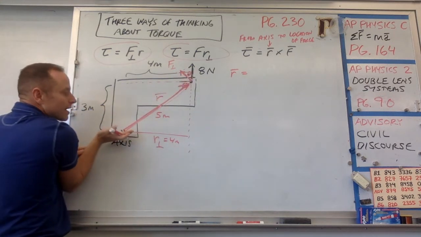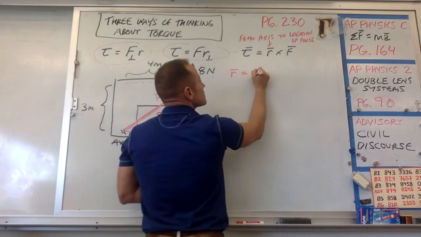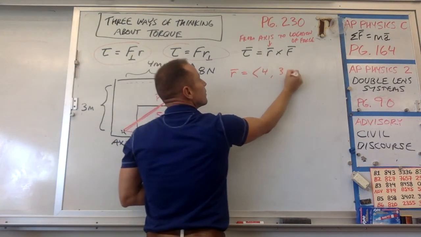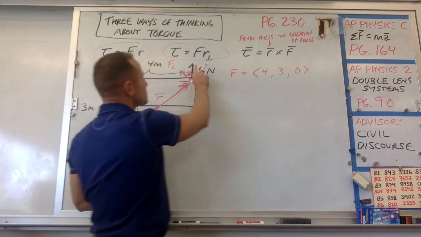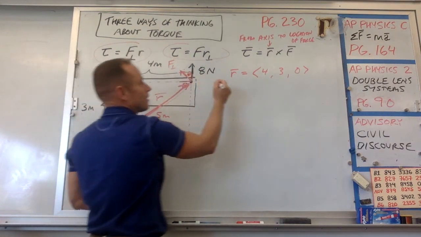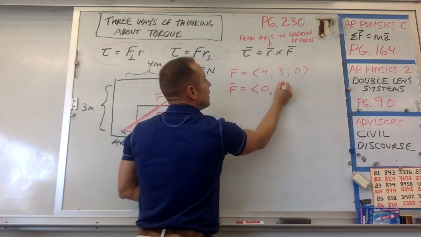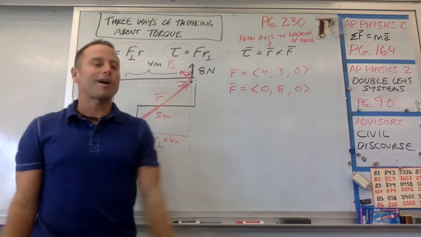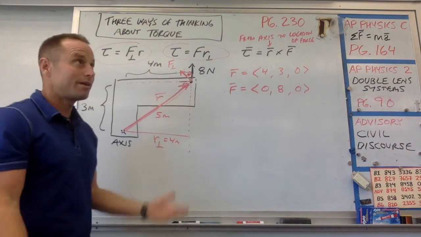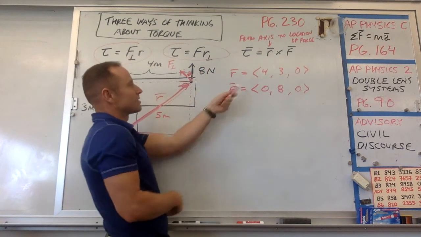So that R vector is go over 4 and up 3. So it's over 4, up 3, out of the page 0. And then the F vector is pretty easy to write because it's just 8 going up. So the force vector is 0, 8, 0. And what we need to do then is take the cross product of these two things. We already know what the answer is supposed to be because we calculated it the other two ways, but let's just see how this plays out.